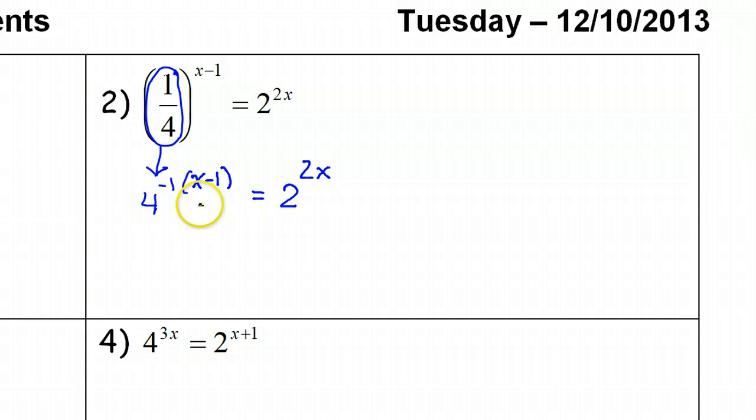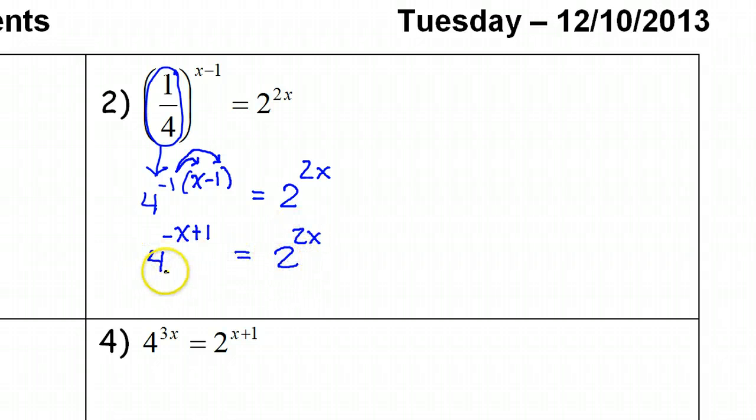Alright, the bases are not the same yet, but let me deal with this for now. So this will be 4. I will distribute this minus 1. So that's going to give me negative x plus 1, equals 2 to the 2x power. Now I need these bases to be the same. I can't do anything with the 2. 2 is already a prime number.